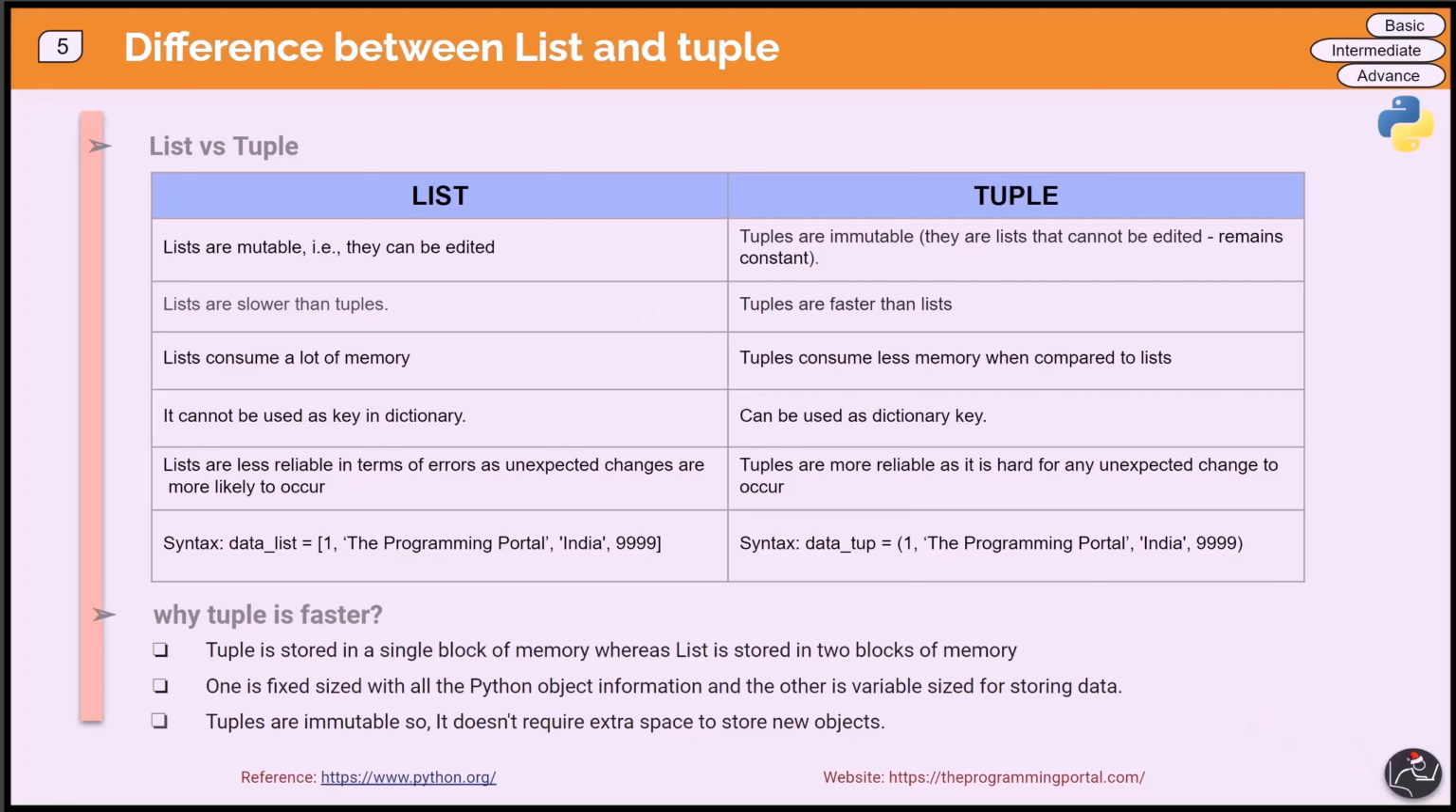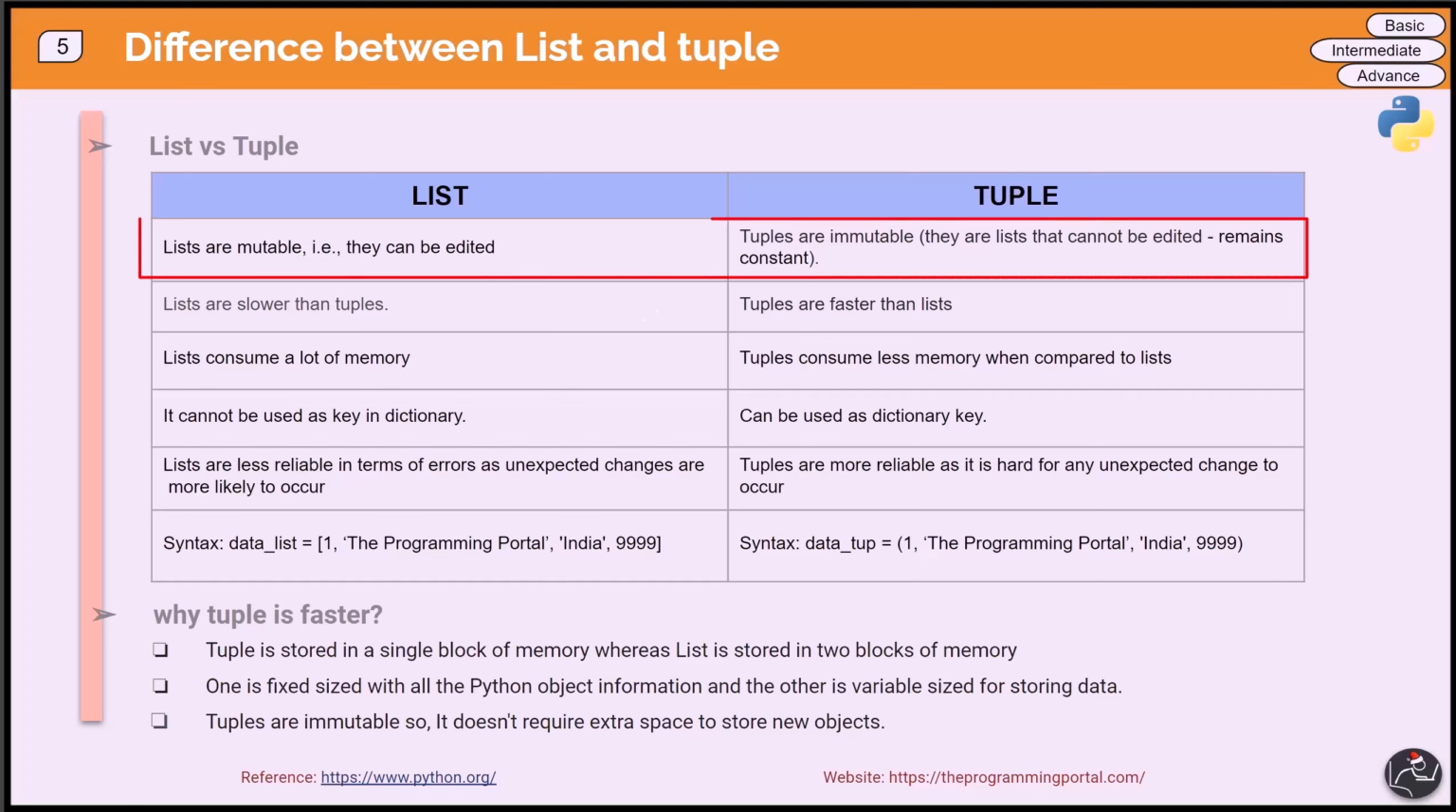Coming to our question, what is the difference between list and tuple? Both are data structures in Python. So what is the difference between those? First difference is that lists are mutable. It means it is editable. Suppose you have an existing list or you have created a new list, you can modify it. This is called mutability or mutable property.